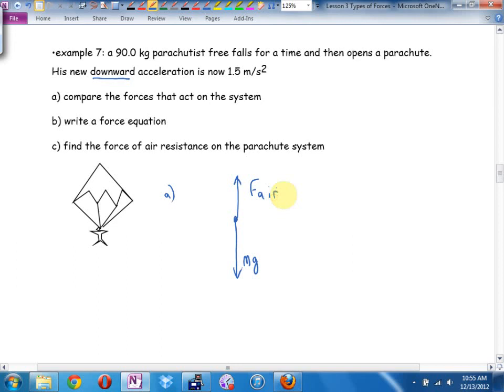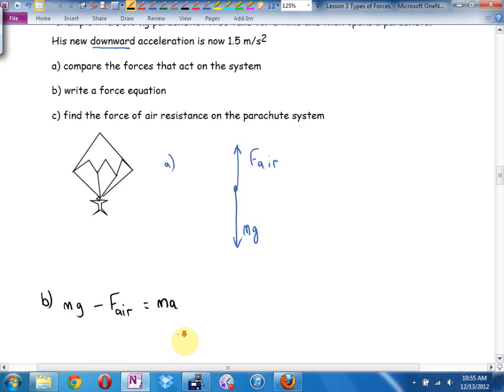Okay. B says, write a force equation. Okie dokie. Who's winning? Who's losing? C says, find the force of air resistance.